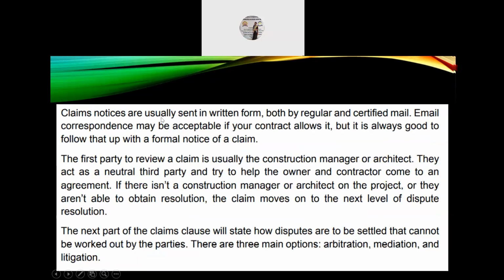Claims notices are usually sent in written form both by regular and certified mail. So email correspondence may be acceptable if your contract allows it, but it is always good to follow that up with a formal notice of a claim.